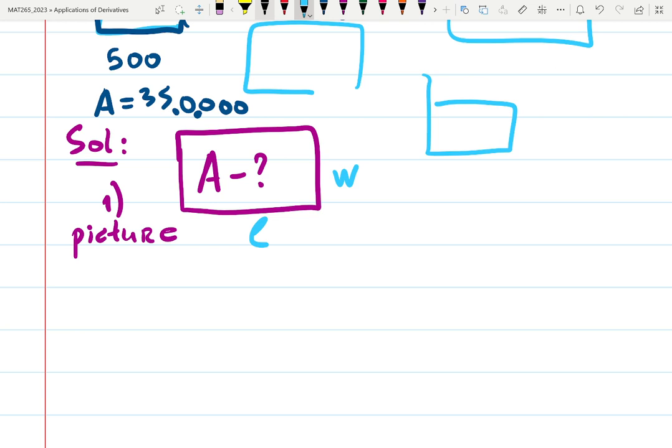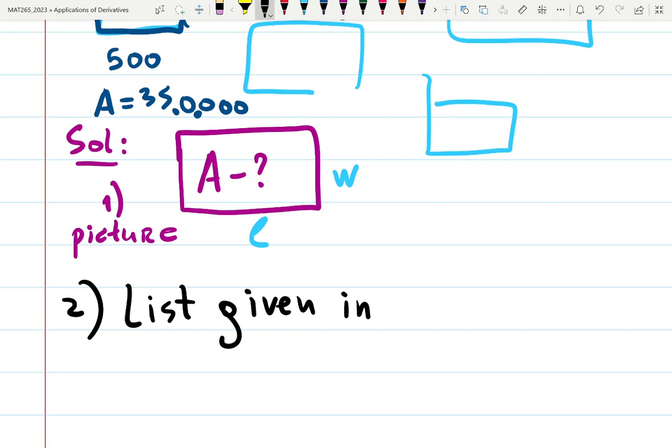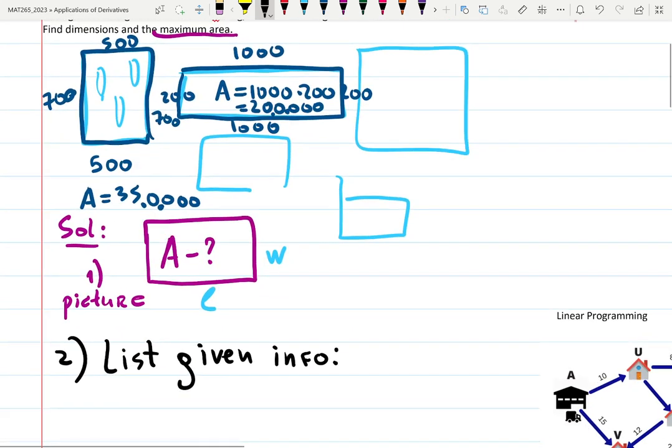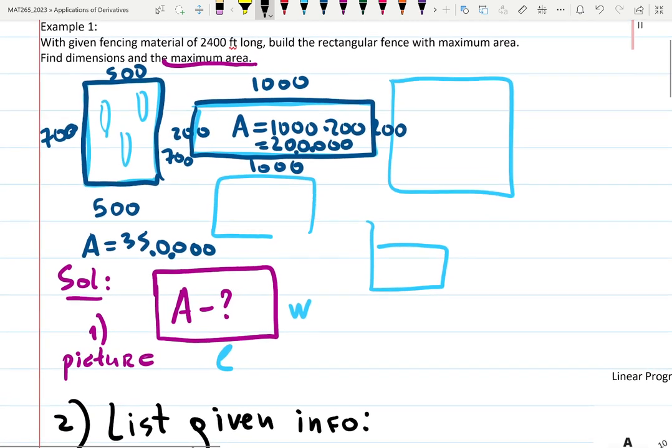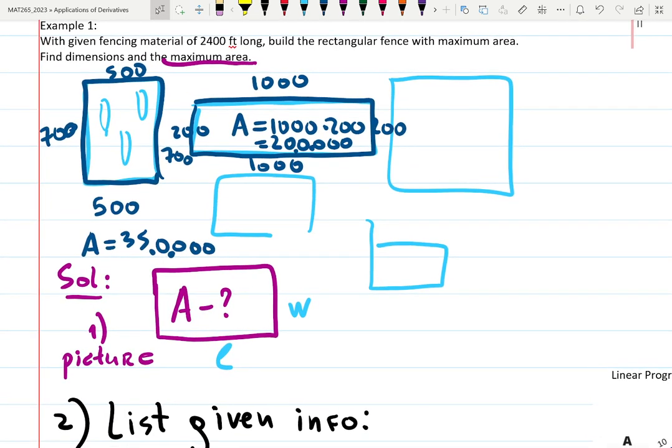So that's all we have. That's the picture, very not informative, to be honest. Step 2, list given things. List given important info. So, too much English, but that's the core point of optimization problems. There's lots of wording involved.